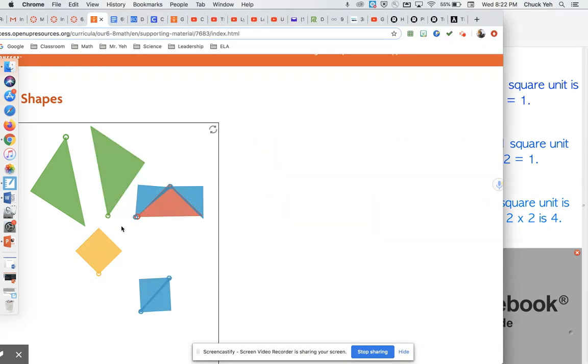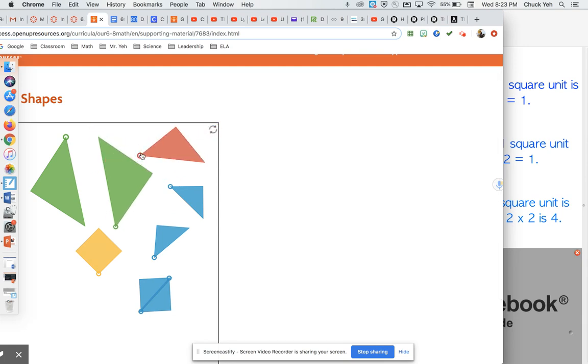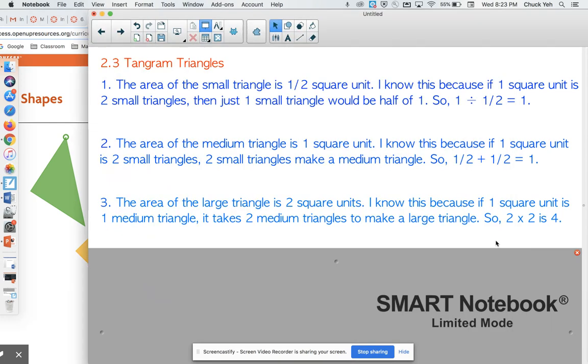Is 2 square units. How do I know this? Because if this is 1 square unit right here, so then it'll take 2 of these to fit in here. Okay, so 1 unit and another unit is 2 units. So those are 2 units. All right, 2 square units. All right.